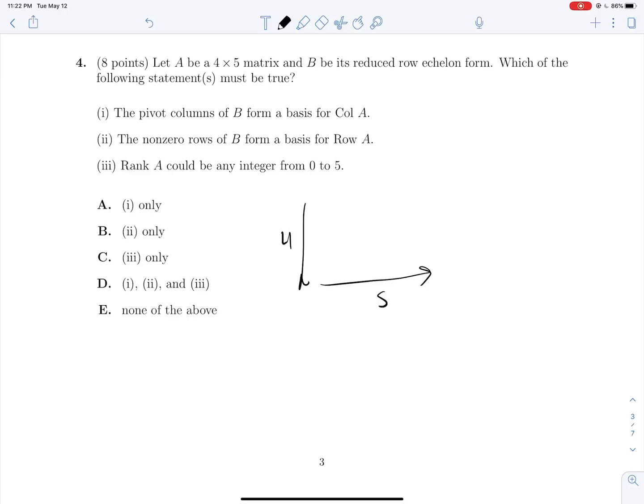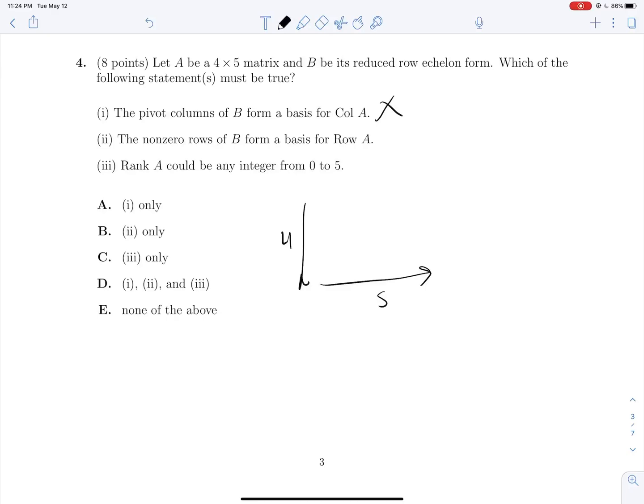This is so close to being true, but it's not true. Because remember, the pivot columns of B, the reduced echelon form, just tell us which columns of A form a basis for the column space of A. So you don't row reduce and then pick those pivot columns out from your reduced matrix as your basis for your column space. You have to go back and look at your original matrix A. So this is very close, but not any good.